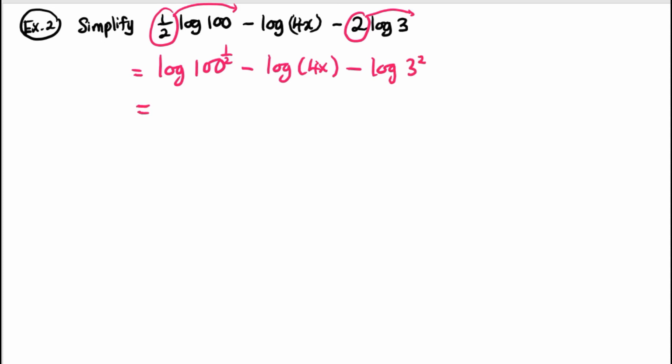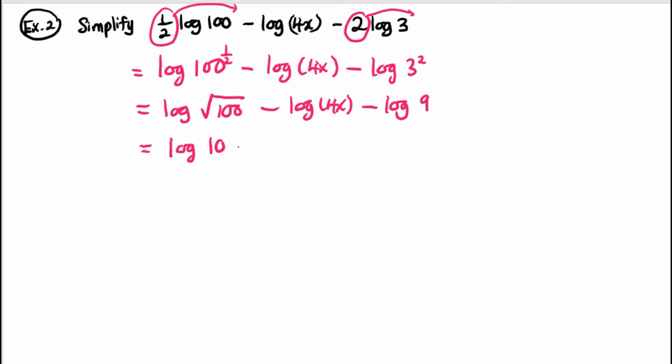Okay, 100 to the power of 1 over 2 is actually the square root of 100, minus log of 4x, minus log of 3 to the power of 2, which will be 9. The square root of 100 will be 10, right? So minus log of 4x and minus log of 9.